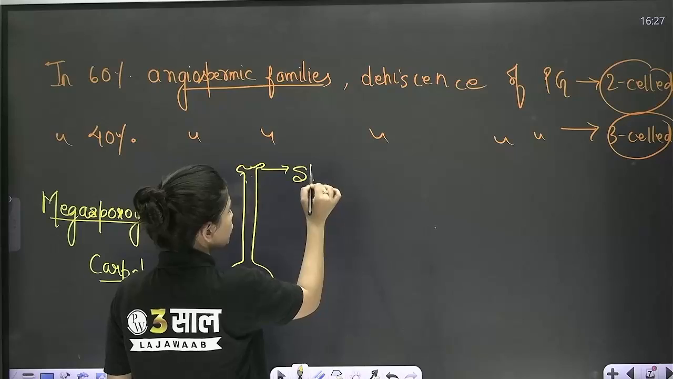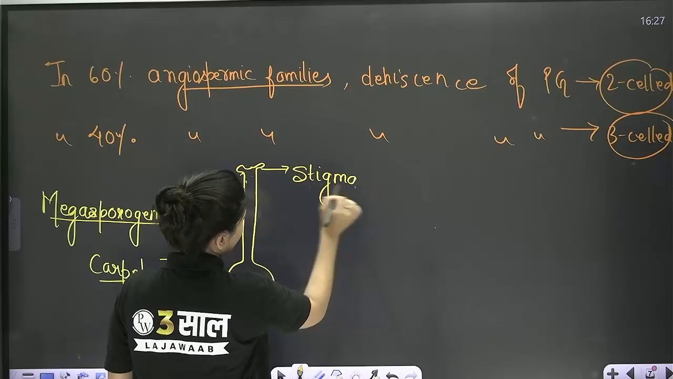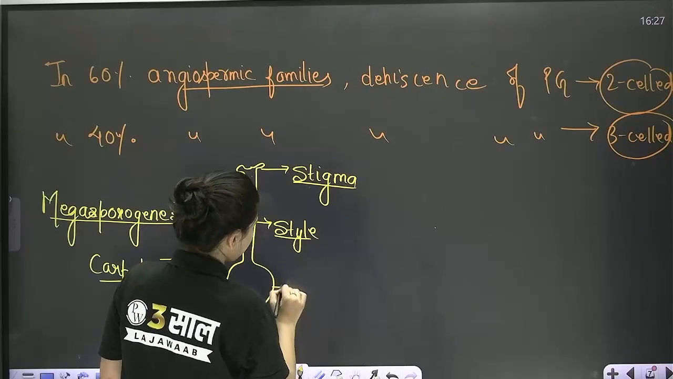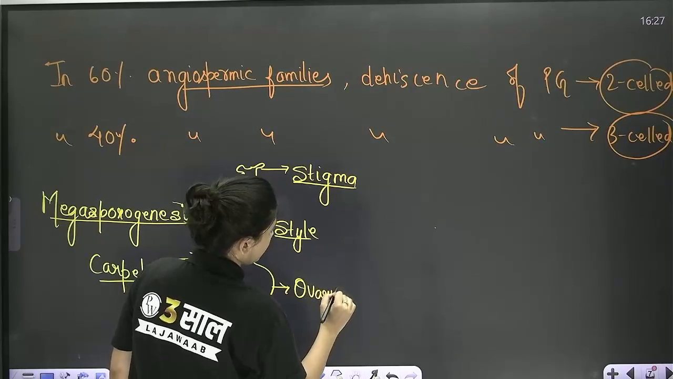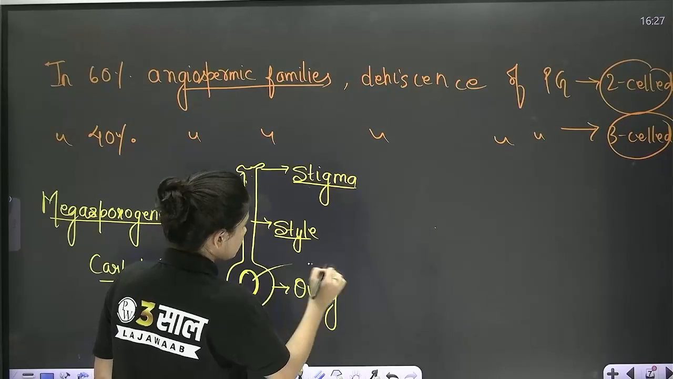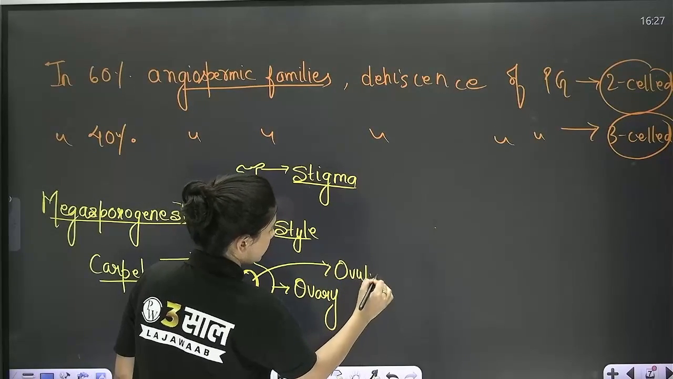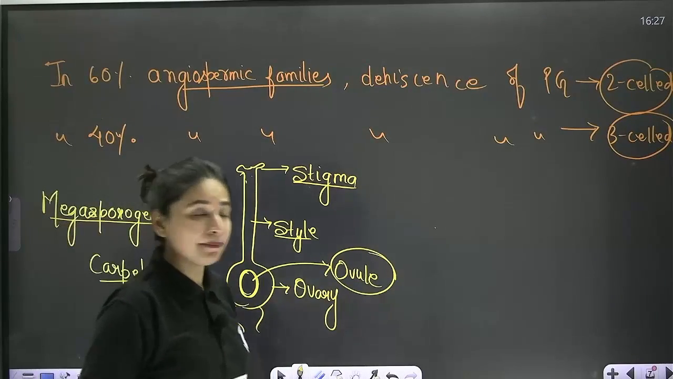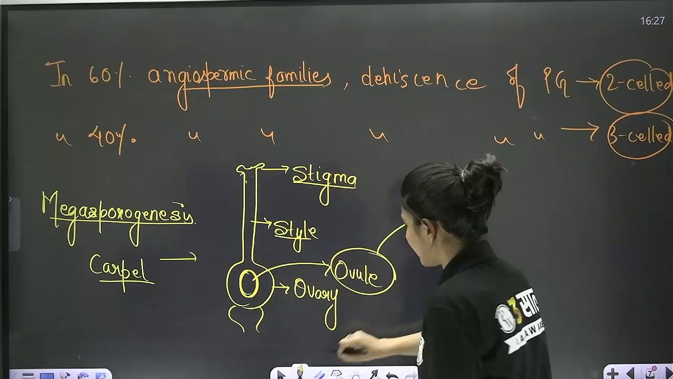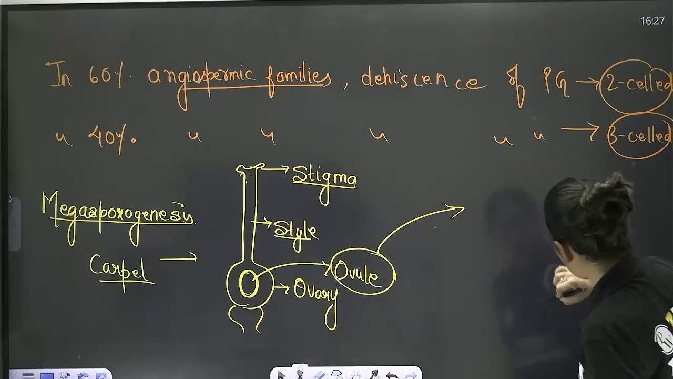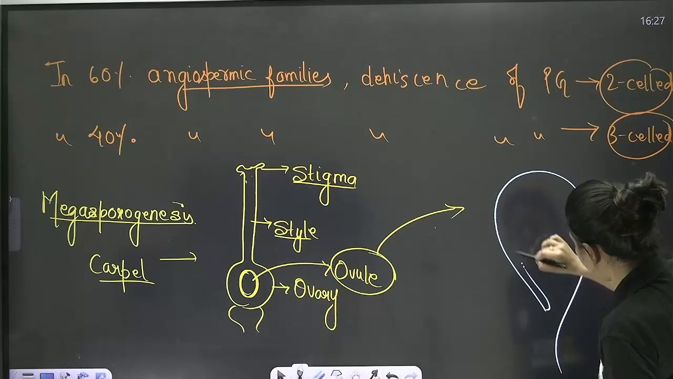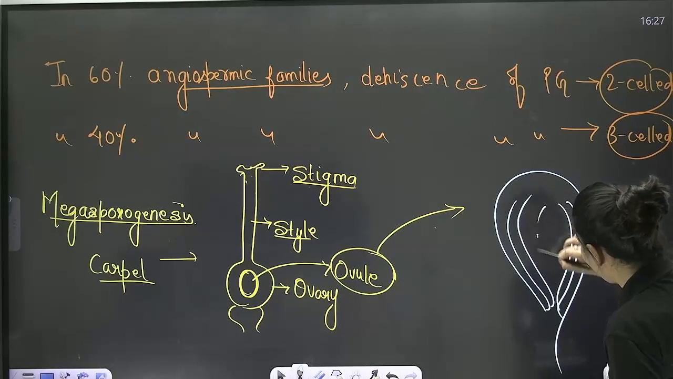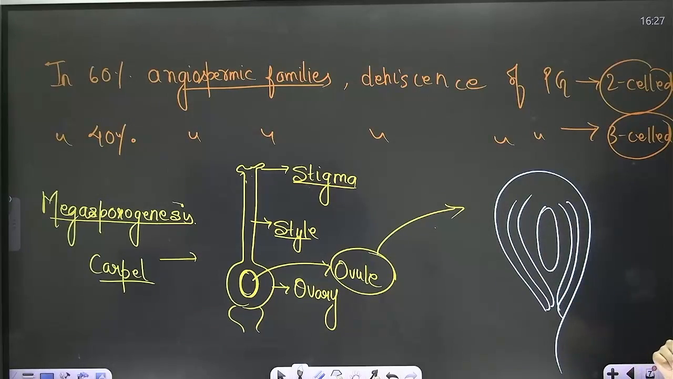The landing portion of pollen grains, stigma, the connecting tissue, style, the swollen base, ovary, and this ovary, beta, consists of ovule, which is our main part. So, since it is a main part, we need to study the structure in detail. So, now here I am going to draw the structure, the most common type of ovule seen in 80% of angiospermic families, that is ovule.